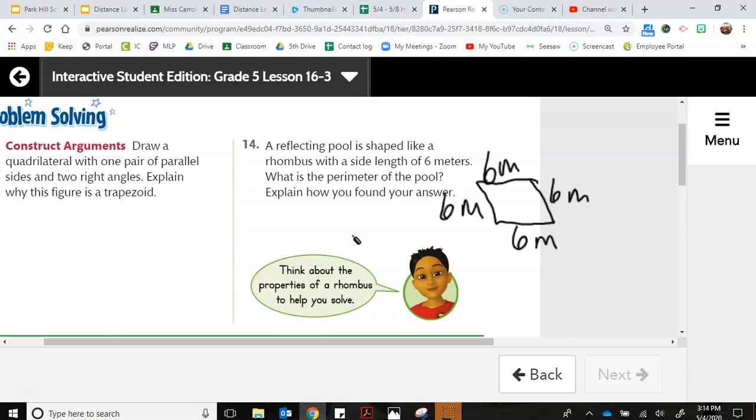What is the perimeter of the pool? Okay, perimeter is the way around the outside, adding all of them up. So I could think 6 plus 6 plus 6 plus 6, or I could just think 6 times 4 instead, and that would be a little faster. So the perimeter would be 24 meters.